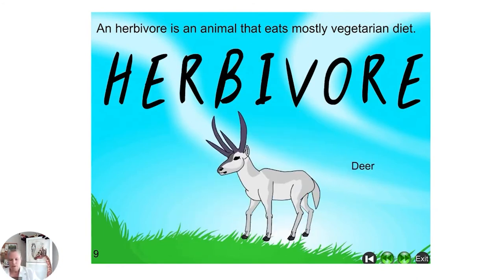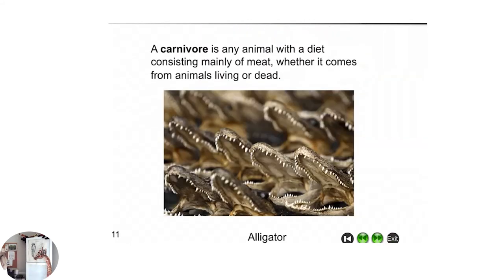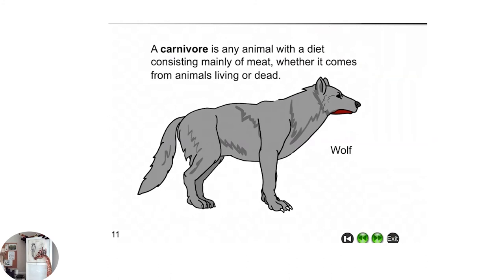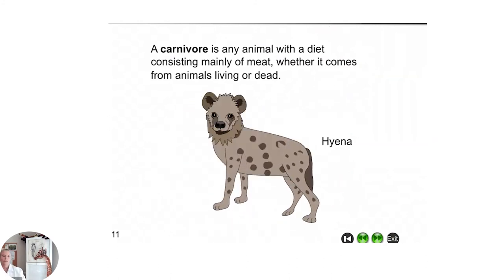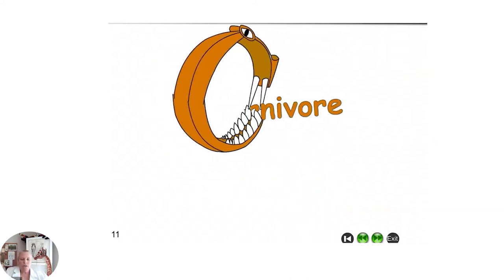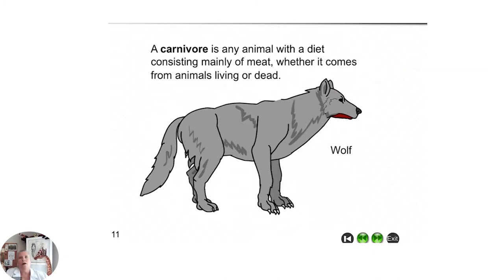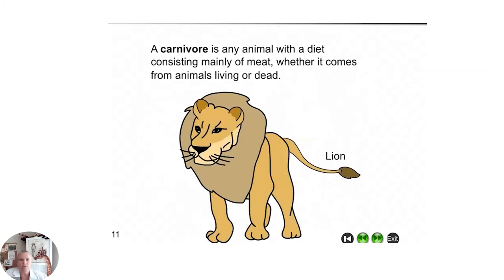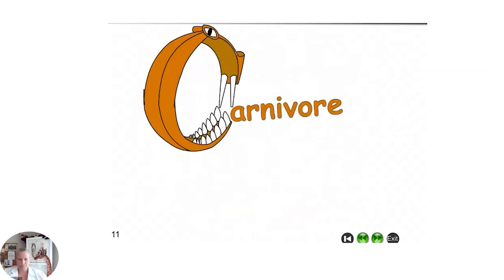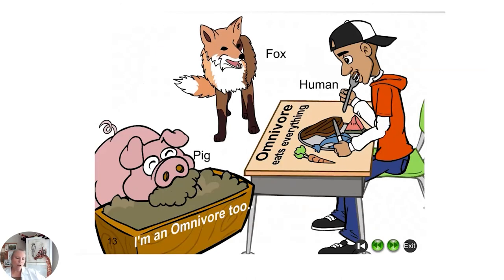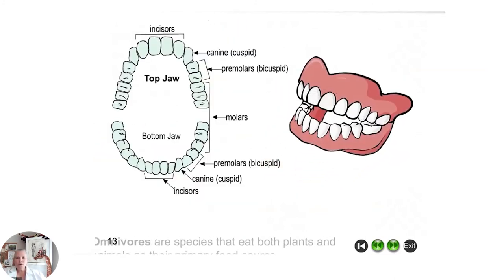All right, so then we also have our carnivores. Those are our meat eaters, right? Whether it's alive or an animal that's already dead, they're eating other animals. So things like hyenas and lions, alligators, crocodiles, wolves, those are all your carnivores. And then we have our omnivores: foxes, pigs, and even you.